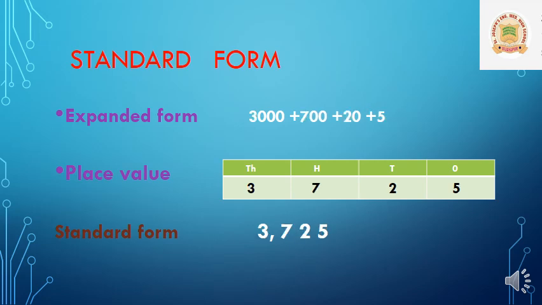One more example, 3000 plus 700 plus 20 plus 5. Here you have to convert this into the standard form. It's very easy. 3000 means on the thousands place 3 is there, 700 on the hundreds place 7, 20 means on the tens place 2, and 5 means on the ones place 5. So take these numbers: 3 from 3000, 7 from 700, 2 from 20, and 5 from the ones. So it becomes 3725. Standard form means you take the main digits from the expanded form according to their place value.